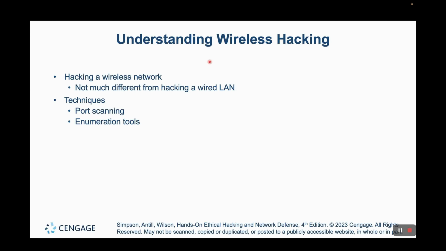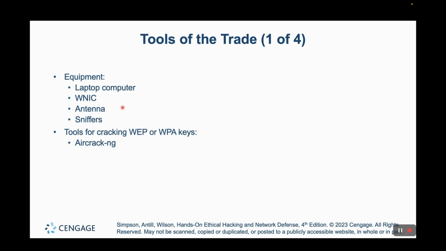Now, understanding wireless hacking. I mean, hacking a wireless network is not much different from a wired LAN. You still have to do port scanning, you still have to do enumeration tools. All the stuff was discussed in other video lectures. Now, what do I need to do? Obviously, you need a laptop. Makes it easy for you to take it anywhere. You need a wireless network card. You could use the internal one, preferably an external one with a very good antenna, and sniffer software. And there are many, many tools for cracking WEP or WPA keys.